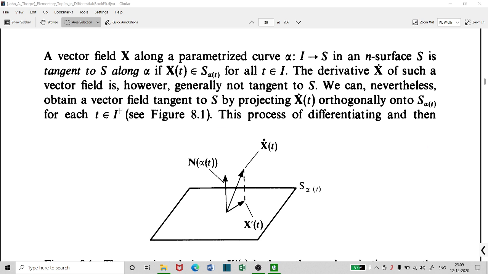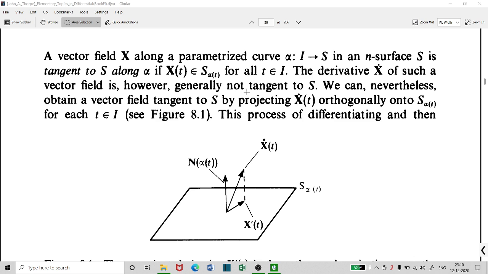In order to define the covariant derivative, we start with a vector field X along a parameterized curve alpha, that is from I to S, in an n-surface S. X is tangent to S along alpha, that is, if X of t belongs to S of alpha t. So that's when we define this X of t as the tangential vector field. The derivative, X dot, of such a vector field is generally not a tangential vector field to S.